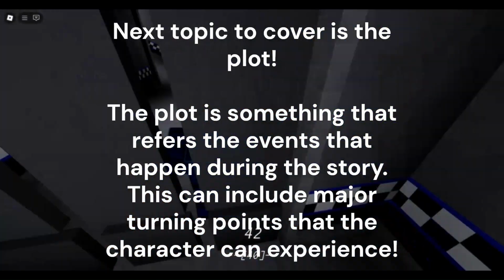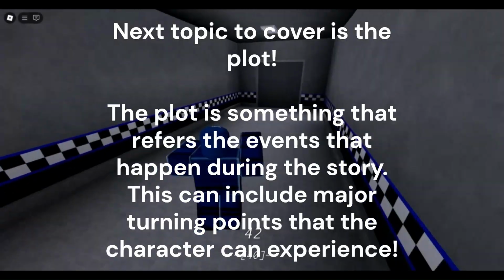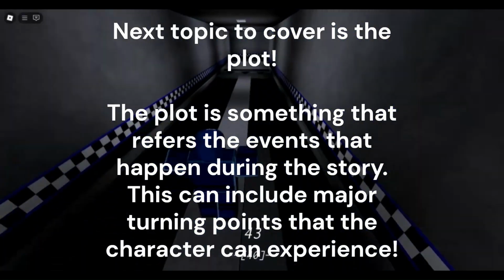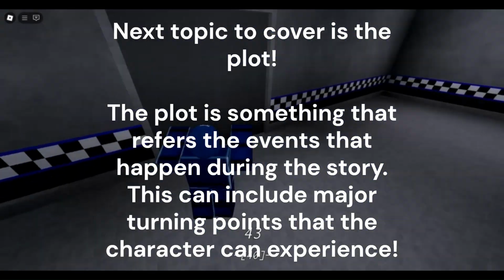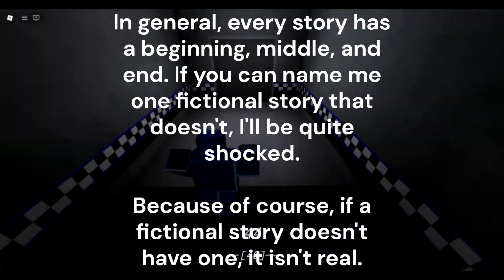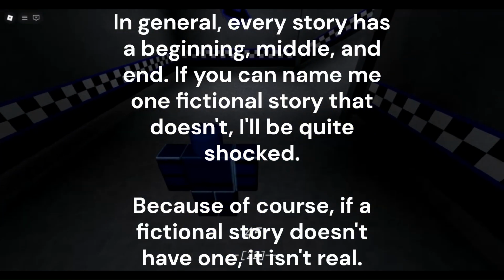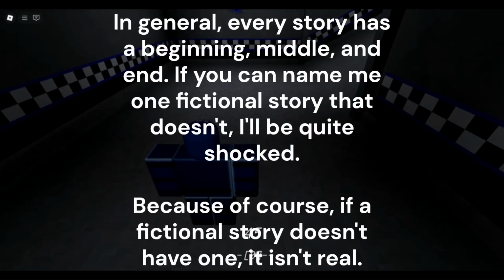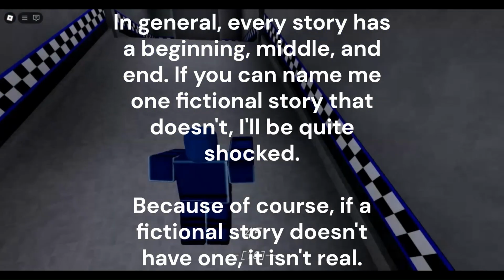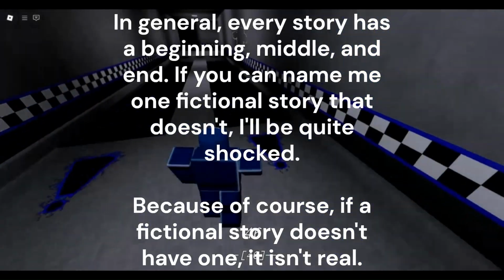Next topic to cover is the plot. The plot is something that refers to the events that happen during a story. This can include major turning points that the character can experience. In general, every story has a beginning, middle, and end. If you can name me one fictional story that doesn't, I'll be quite shocked. Because of course, if a fictional story doesn't have one, it isn't real.